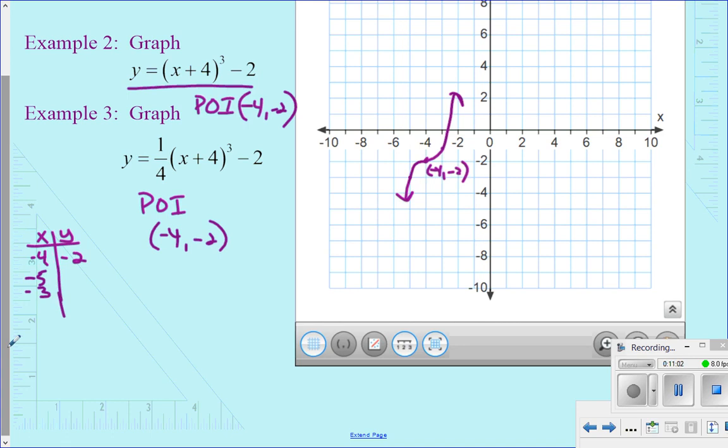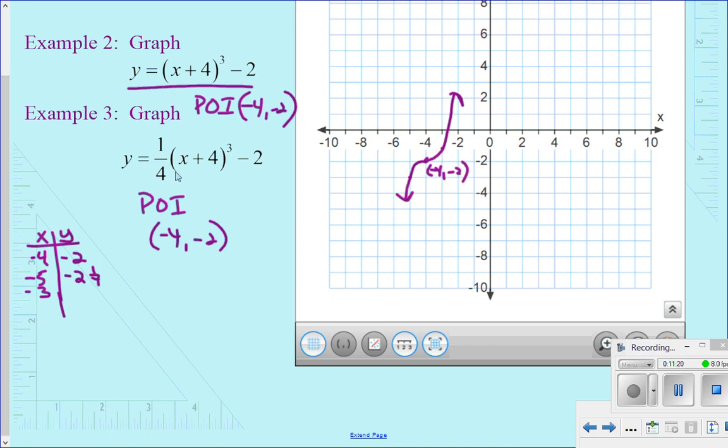So I'm going to go ahead and substitute into my equation -5 and also -3. So if I put in -5 plus 4, that's -1. -1 cubed is -1. -1 times 1/4 is -1/4. And -1/4 minus 2 is -2 1/4.